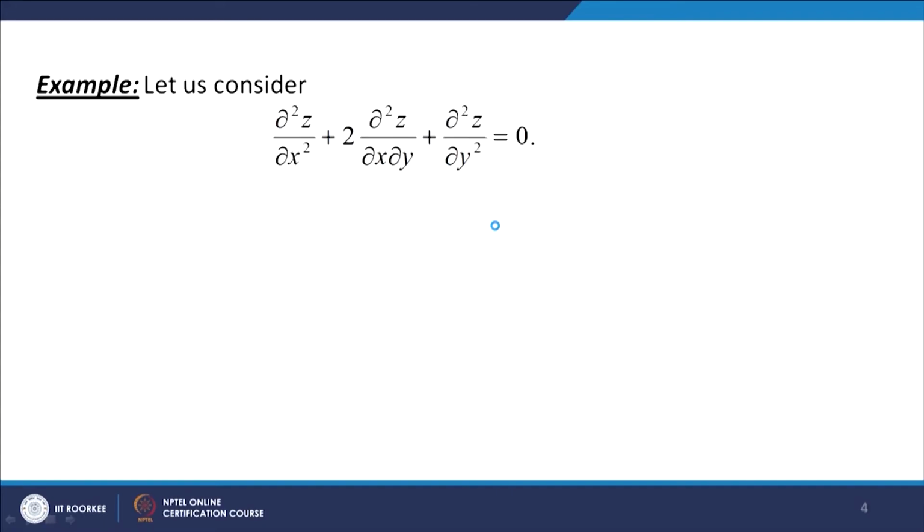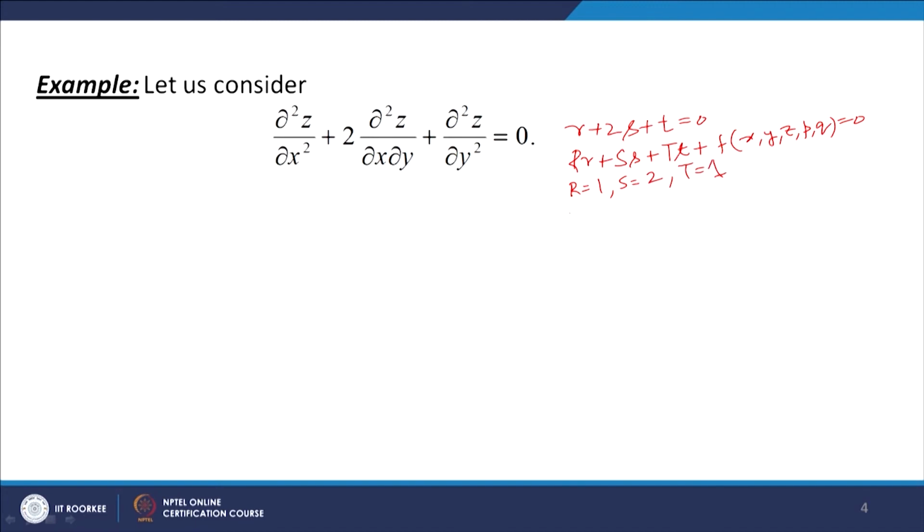Now let us consider the example of this partial differential equation of second order, z xx plus 2 z xy plus z yy equal to 0, or I can write it as r plus 2s plus t equal to 0. r is z xx, s is z xy, t is z yy, and when we compare it with the standard form r R plus s S plus t T plus f(x, y, z, p, q) equal to 0, we have r equal to 1, s equal to 2 and t equal to 1.